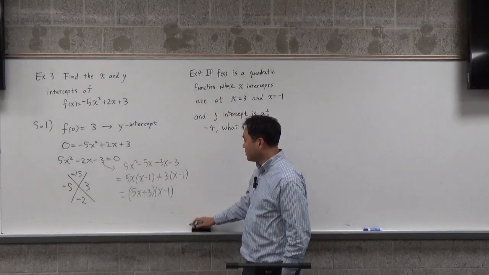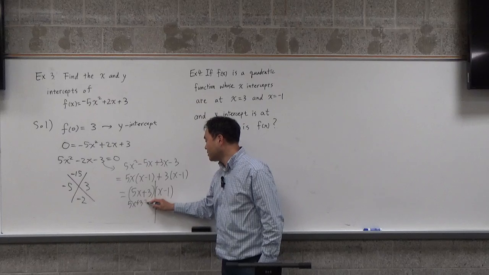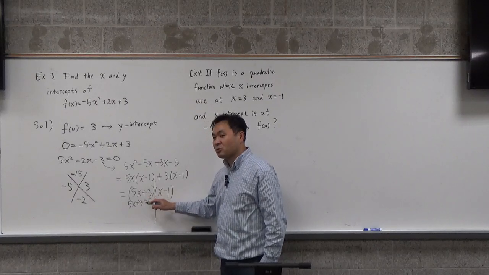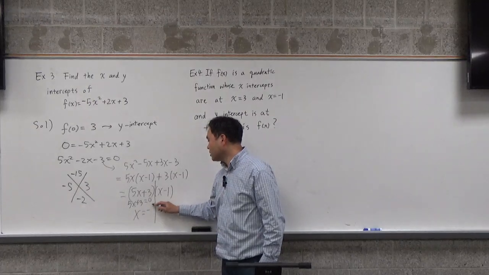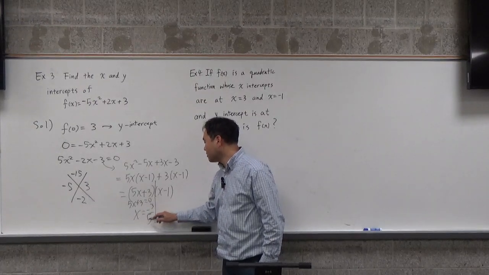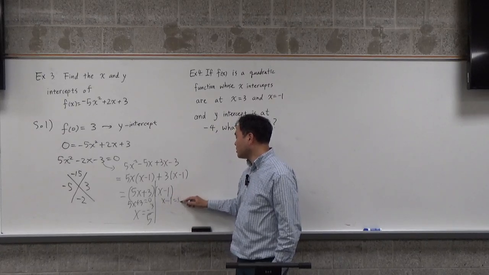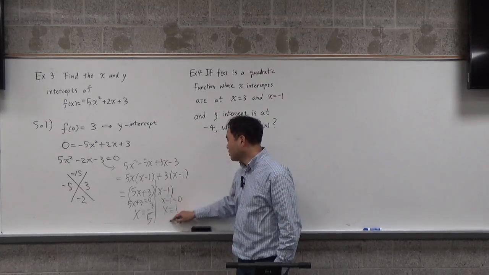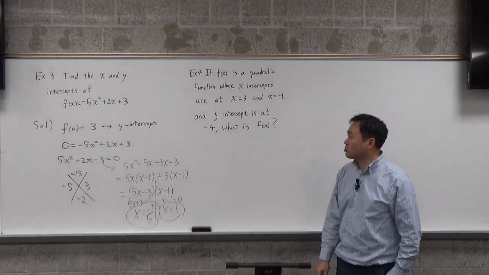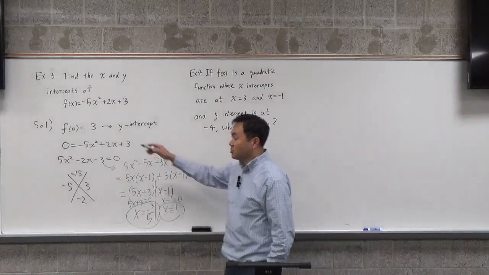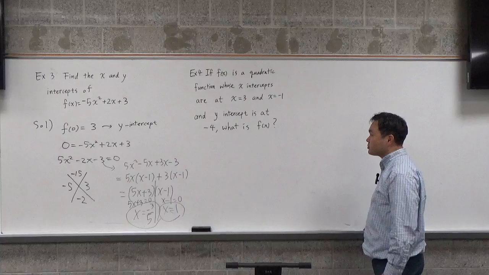And now what do you do? You set 5x plus 3 equal to 0, right? Subtract 3, which is negative 3, divided by 5, so you get x equals negative 3 over 5. And then you set x minus 1 equal to 0, you get x equals 1. So these are the x-intercepts, x equals negative 3 over 5 and x equals 1. Y-intercept is 3. Now that's this example.